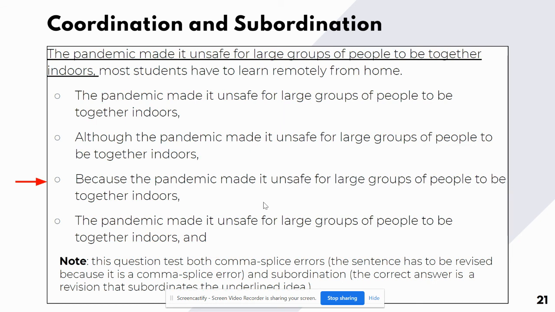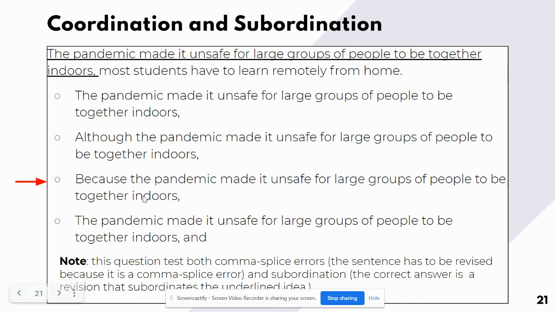It would be great if they had that kind of command of the writing terminology, but even if they don't, they can probably get this correct through instinct and through understanding concise writing. But this is technically what this is. We have to fix it because it's a comma splice error, and the best way to fix it, the correct response, is to subordinate this.